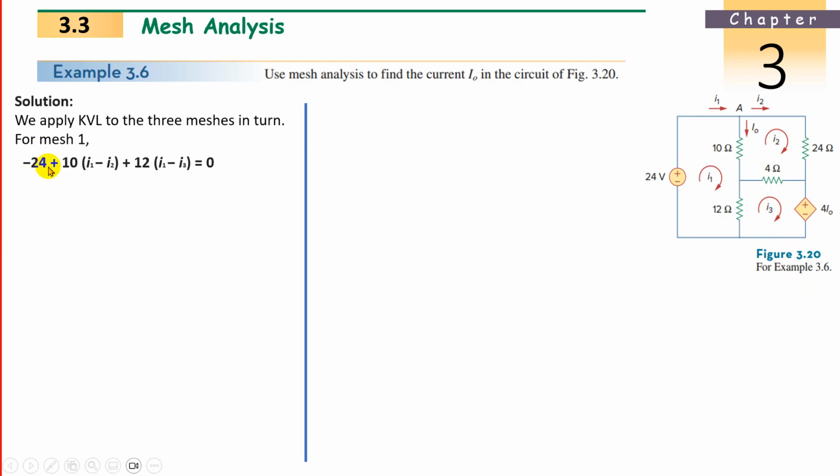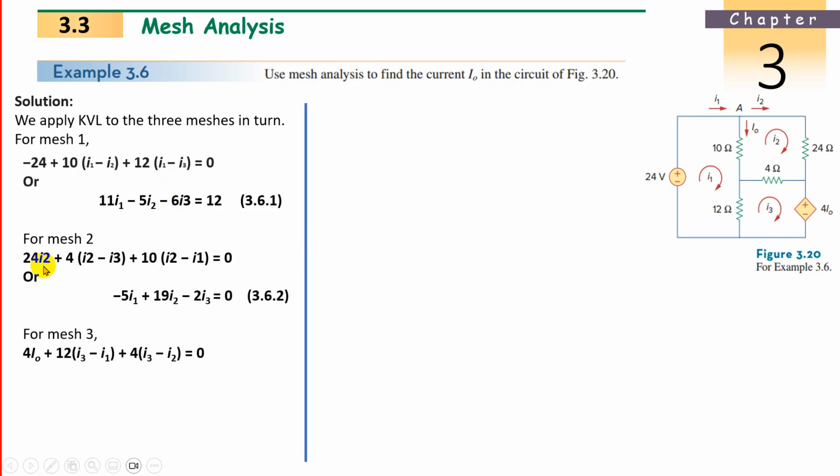Same it will come: minus 24 plus 10 (I1 minus I2) plus 12 (I1 minus I3). We can rearrange in I1, I2, I3 format. Next, second loop: plus 24 I2. Don't confuse the 24 volts source with the 24 resistance. Plus 24 I2 plus 4 (I2 minus I3), next plus 10 (I2 minus I1). Now rearrange this, it will become minus 5 I1 plus 19 I2 minus 2 I3 equal to 0.